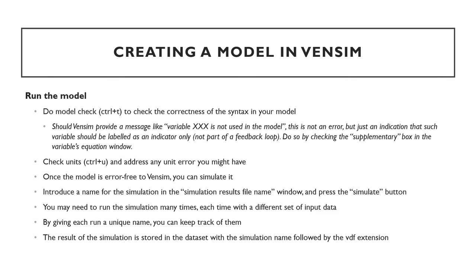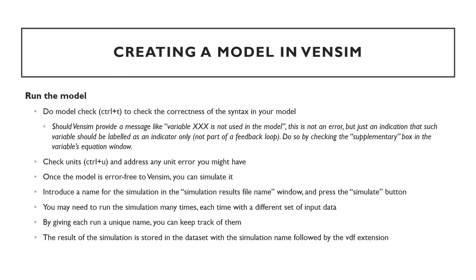To run the model, you have to do a model check. You use Ctrl+T to check for the correctness of the syntax in your model. Should VentSim provide a message like variable XX is not used in the model, this is not an error, but just an indication that such variables should be labeled as an indicator only, not part of a feedback loop. Do so by checking the supplementary box in the variables equation window. Check units, Ctrl+U, and address any unit error you might have.